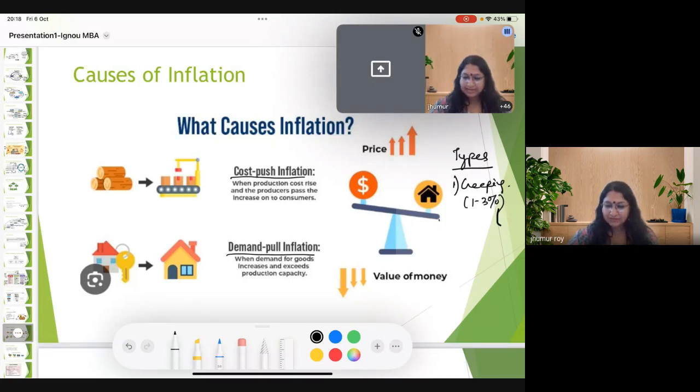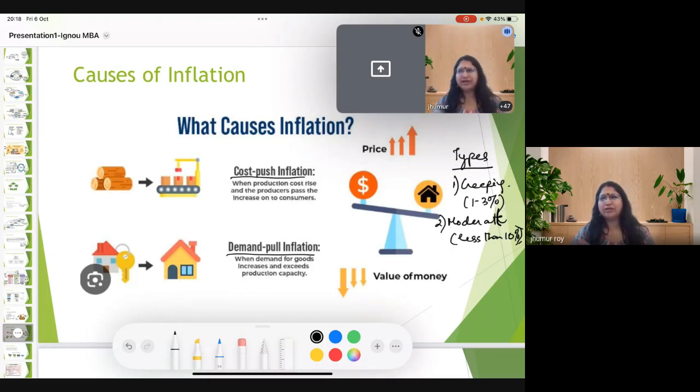The second is moderate inflation. Moderate is when we talk about less than 10%. Here also people start realizing that things are becoming expensive, but we are still okay with this kind of inflation because a little bit of change is taking place, and I am also earning more, so I am spending more, and the prices are also going up. So people are not very concerned about moderate inflation. But the moment you reach the third stage of inflation, you start getting worried, and that is called galloping inflation.